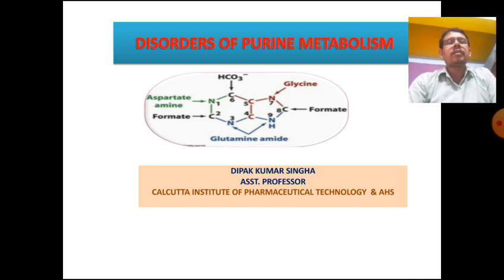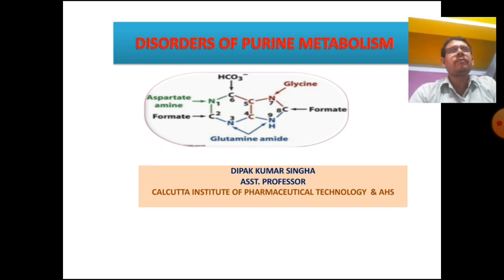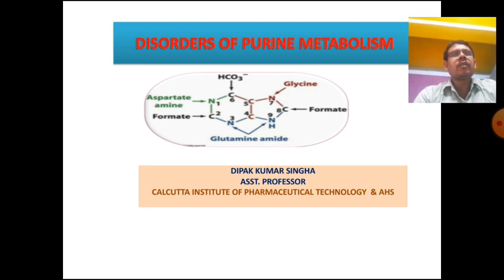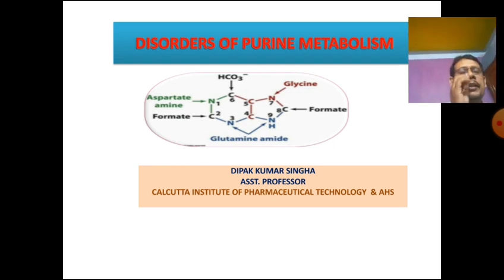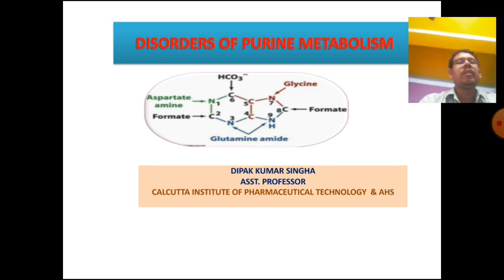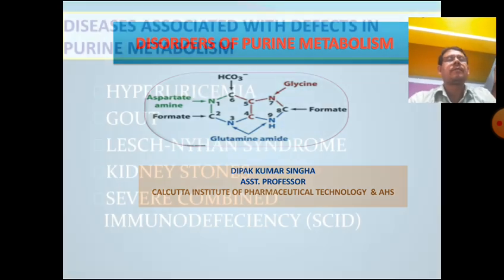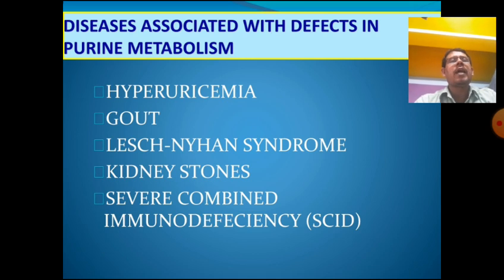Today, I will discuss the disorders of purine metabolism. In the previous class, we discussed purine biosynthesis, its regulation, and its use in the synthesis of DNA. But here, what are the metabolic disorders? If any abnormalities occur during the biosynthesis of purine, some disorder will occur. And what type of disorder will occur? Let us discuss. First, the diseases associated with defects in purine metabolism.